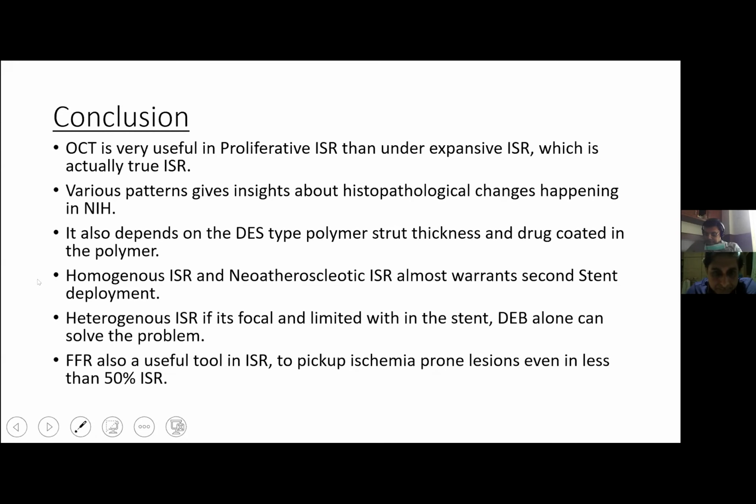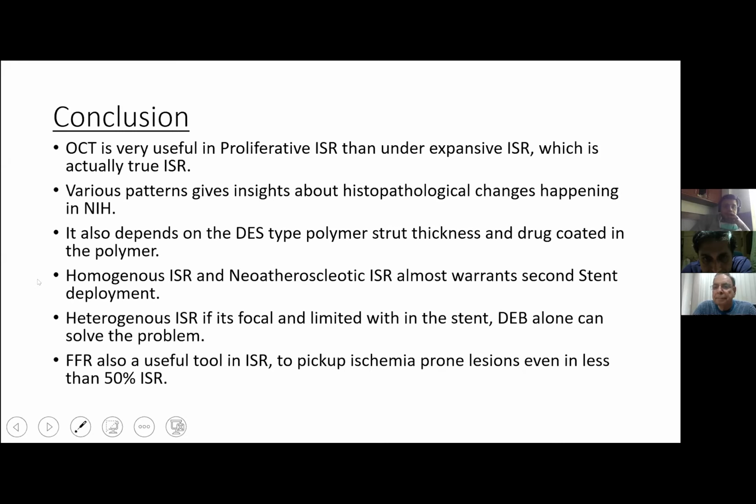So, dear panelists and moderator, to conclude, OCT is a very useful tool to diagnose a proliferative ISR, which is a true ISR, and various patterns give histopathological insights into what happens in neointimal hyperplasia. It also depends on the stent type, polymer, strut thickness, and the drug coated in the polymer. Homogeneous ISR and neoatherosclerotic ISR, which I showed in one of my cases, almost warrant a second stent.